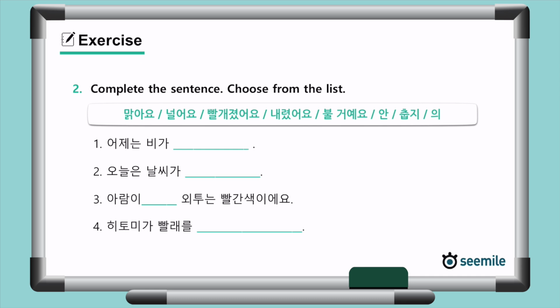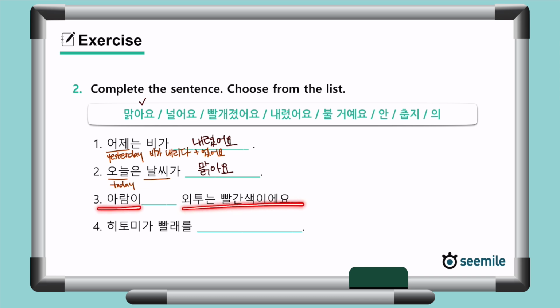Now, question number 2. Complete the sentence. Choose from the list. Number 1. 어제는 비가. To rain is 비가 내리다, and it happened 어제, which is yesterday. So since this is in the past tense, 내렸어요 would be the correct answer. 어제는 비가 내렸어요. Number 2. 오늘은 날씨가. This phrase is about what the weather is like today, so out of the words in the list, 맑아요 suits it the most. 오늘은 날씨가 맑아요.